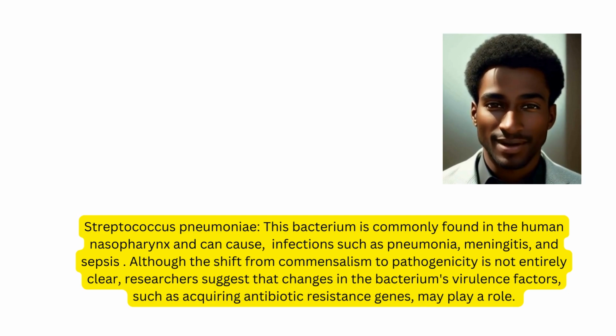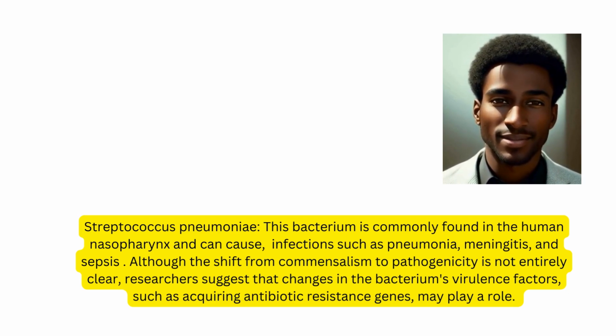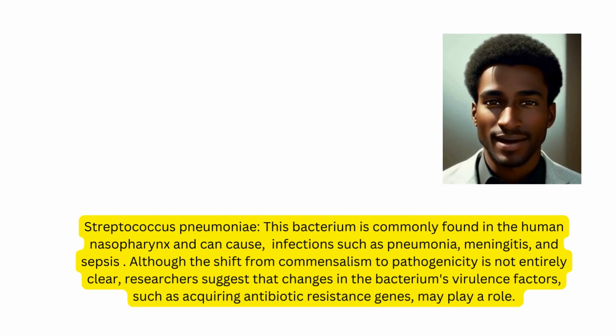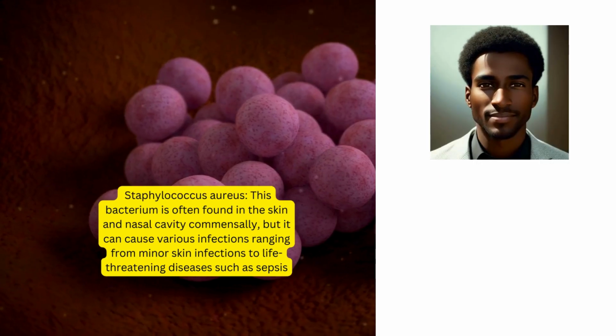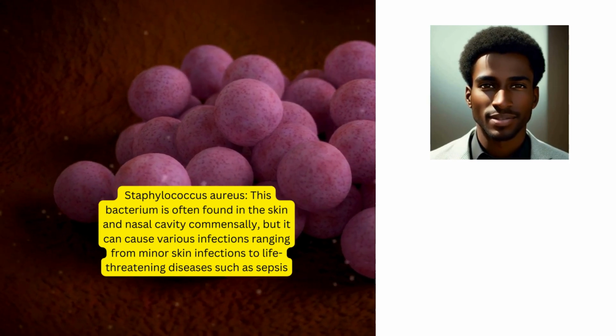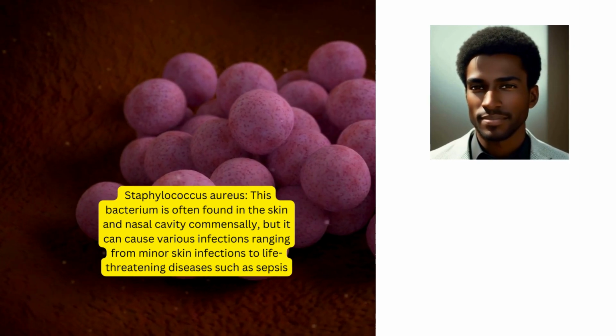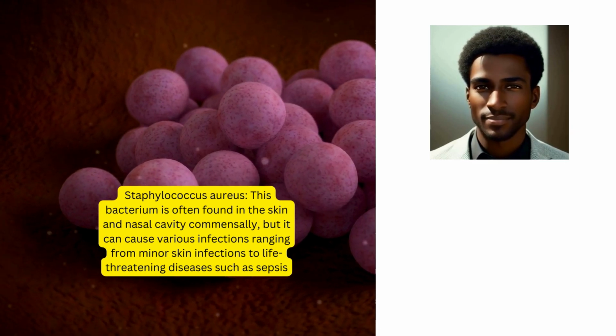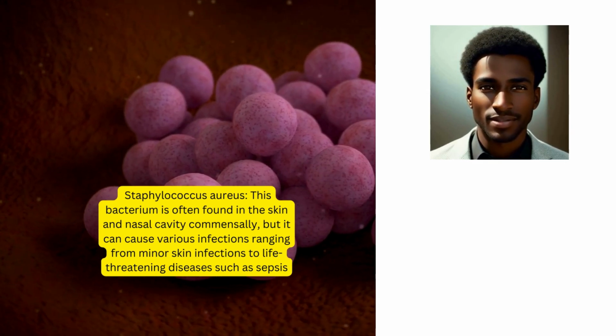Although the shift from commensalism to pathogenicity is not entirely clear, researchers suggest that changes in the bacterium's virulence factors, such as acquiring antibiotic resistance genes, may play a role. In addition, the host's immune system is essential in preventing the switch to pathogenicity. If the immune system is weakened, the bacterium can exploit this vulnerability and cause an infection.